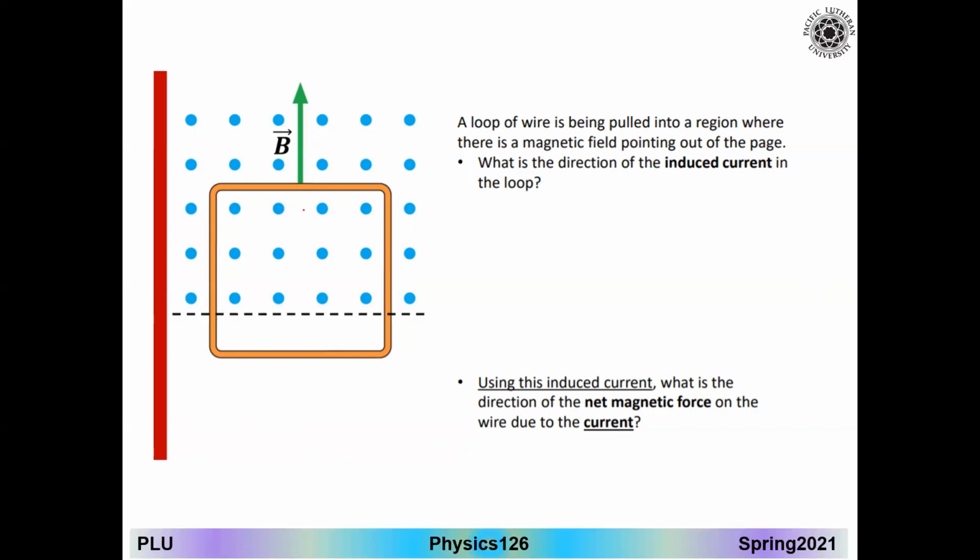So when we pull the square inside the magnetic field, the flux will increase. We're going to resist that increase by producing an induced magnetic field pointed out of the page, and based on that we can find the induced current direction. So the current will be clockwise.